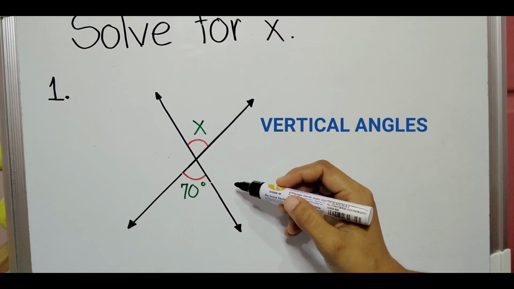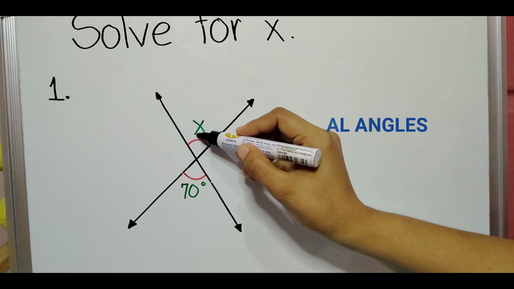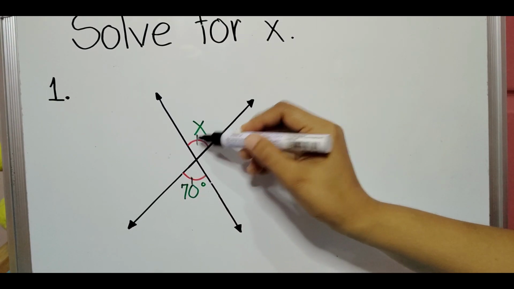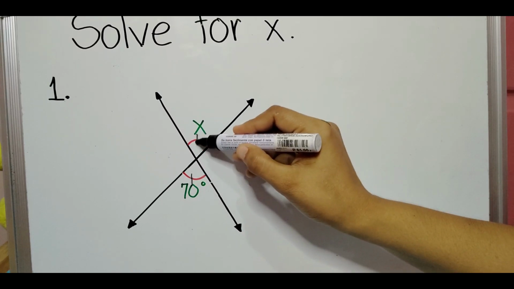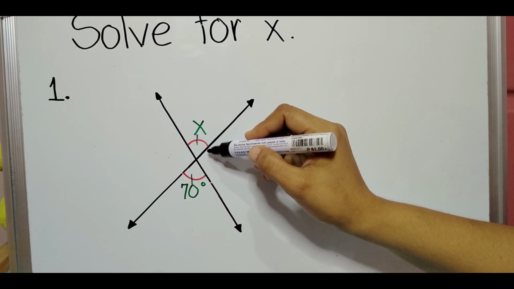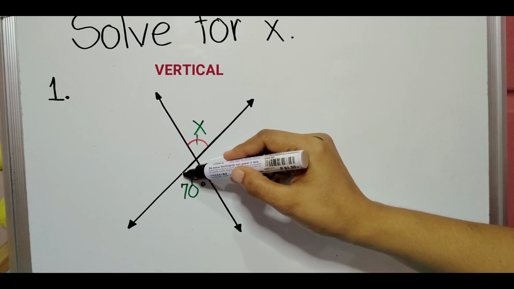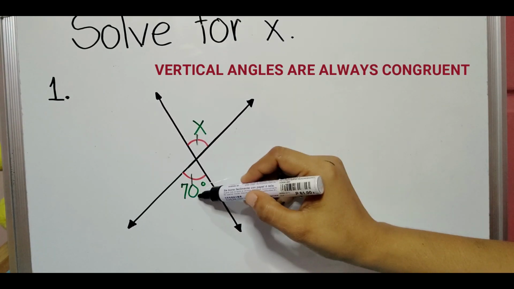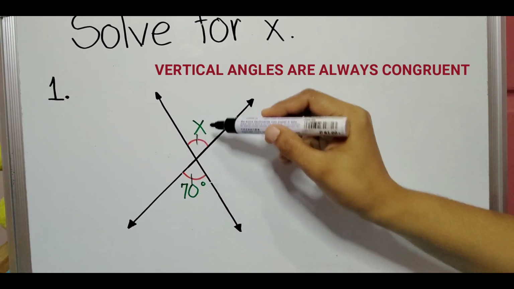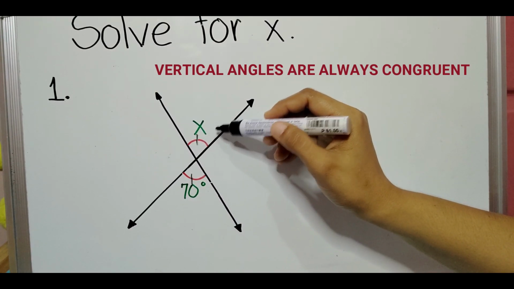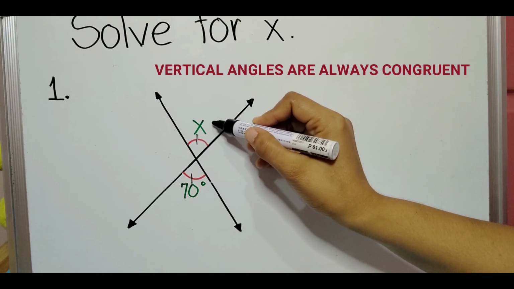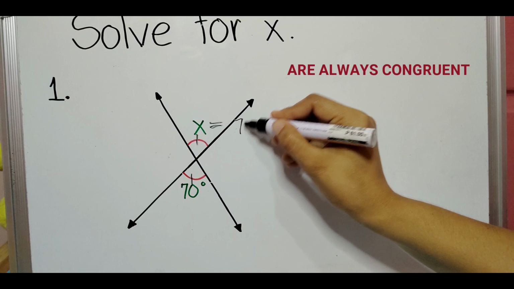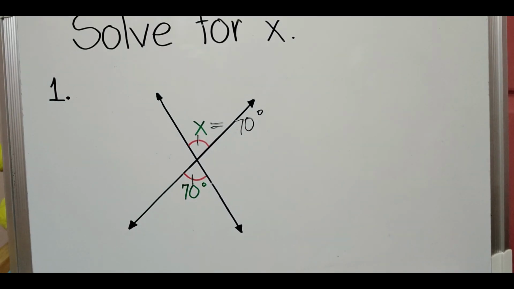When you say congruent angles, they have equal measurement. This symbol means that this angle here has equal measure with this angle. So therefore, if this is 70 degrees, this one also measures 70 degrees. So therefore, the value of x here is also 70 degrees.